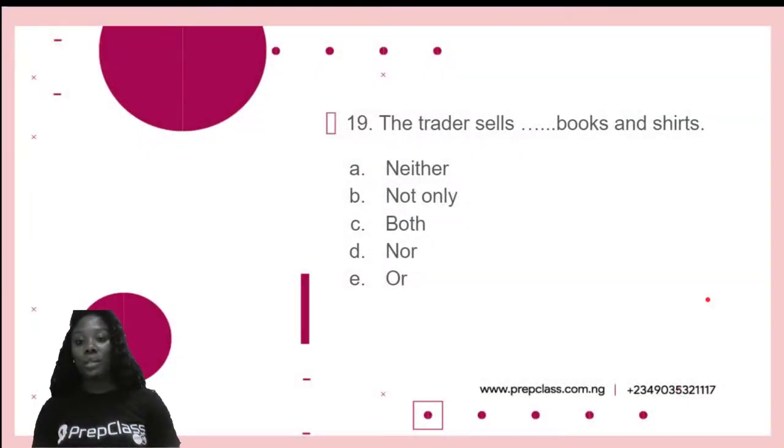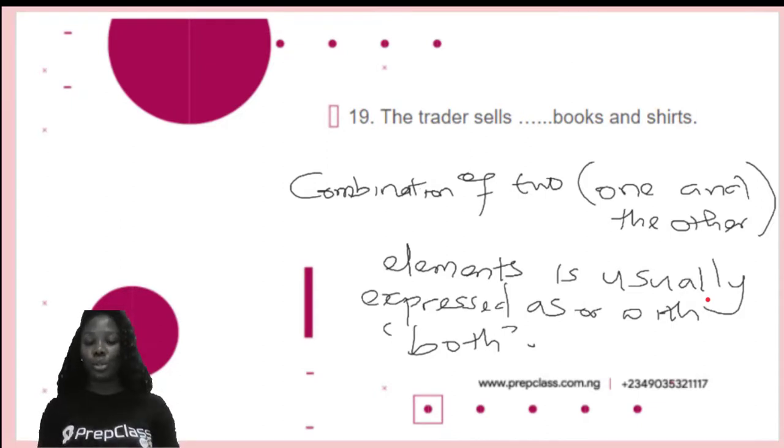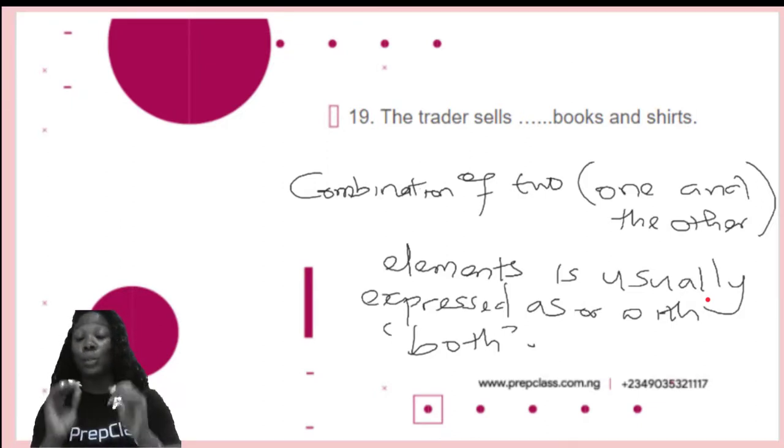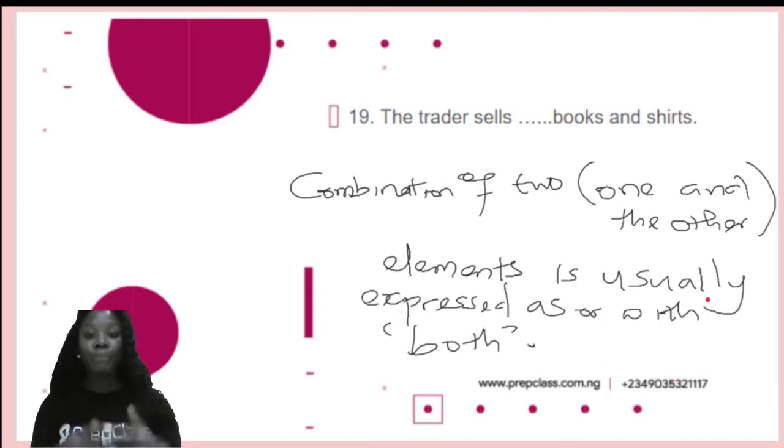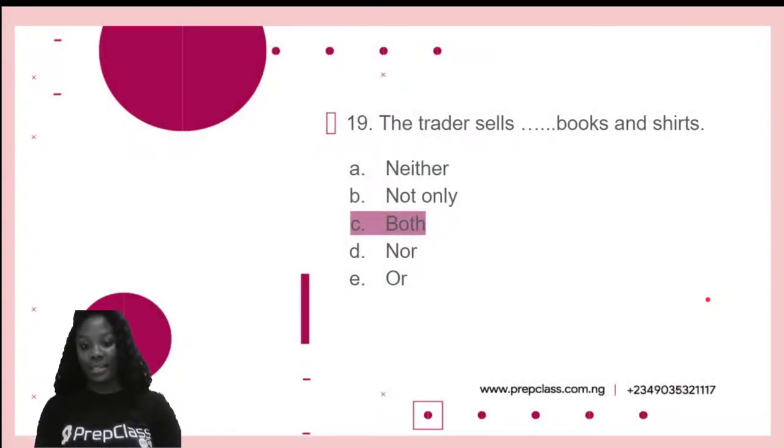Okay, on the 19th question: the trader sells dash books and shirts. And we have options: neither, not only, both, nor, and or. Which is correct? Now, books and shirts are two elements, right? The combination of two elements joined together by the conjunction and automatically means that we have to use both. So our correct answer is both. Now it is safe to say that the trader sells both books and shirts. That is it.